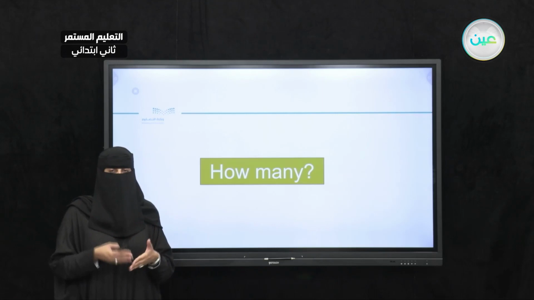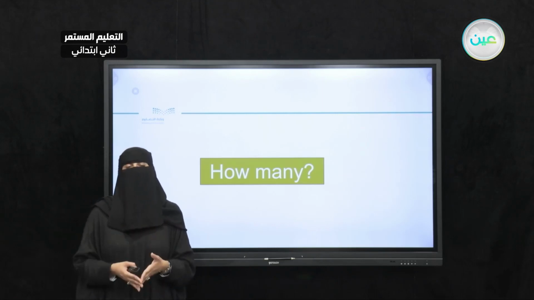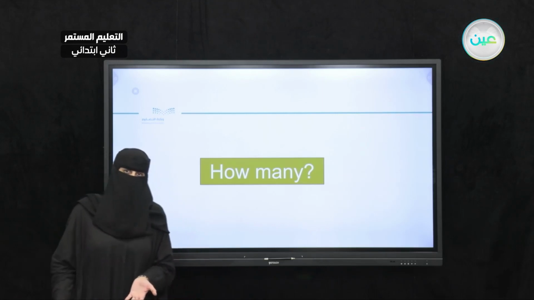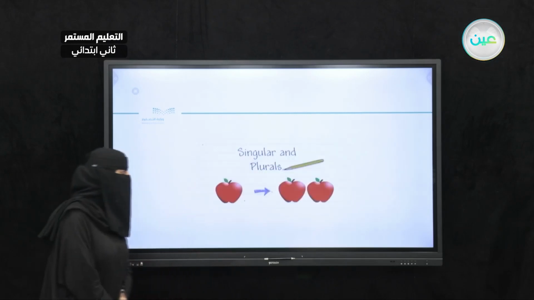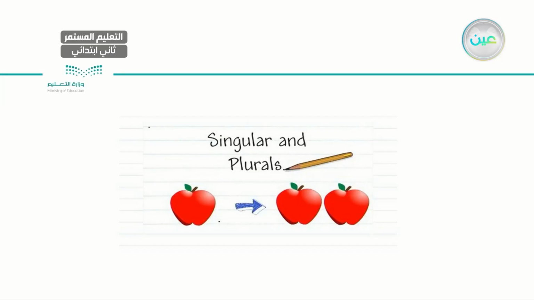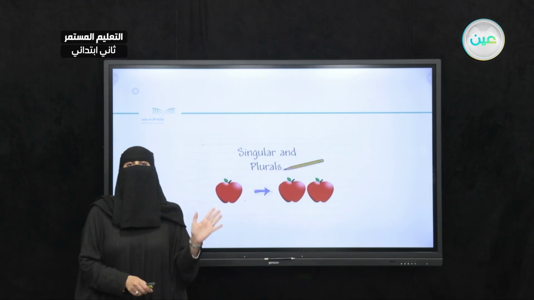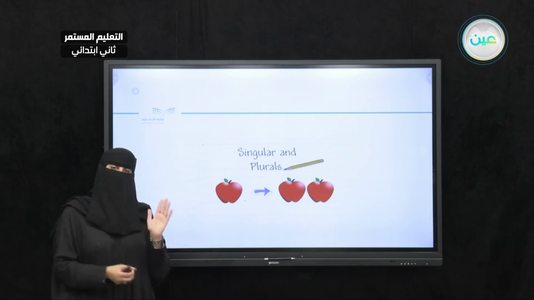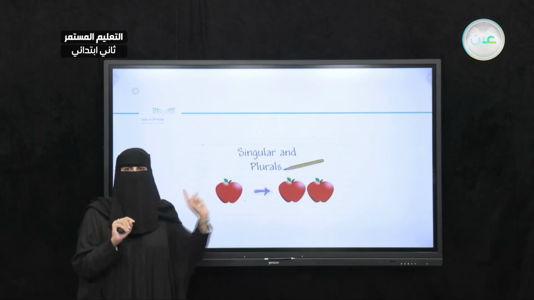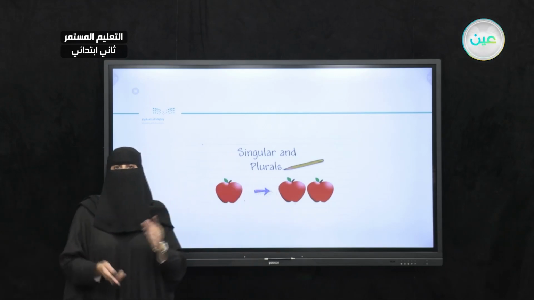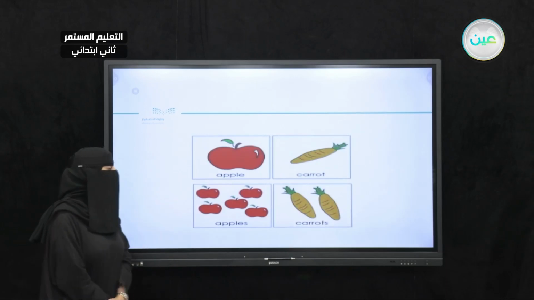So, as I mentioned earlier in this lesson, we will talk about singular and plural. How? By asking the question, how many? Now, for the singular and plural, as you can see here, I have two pictures of two items. I have an apple, one apple, and I have two apples. Okay? Let me say it one more time. How many apples? An apple, two apples.